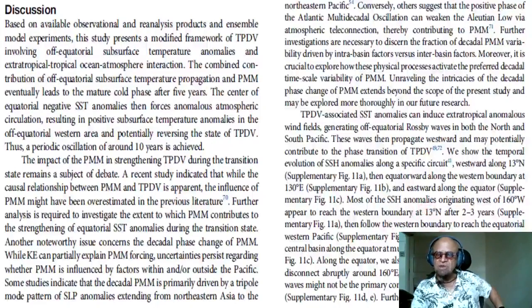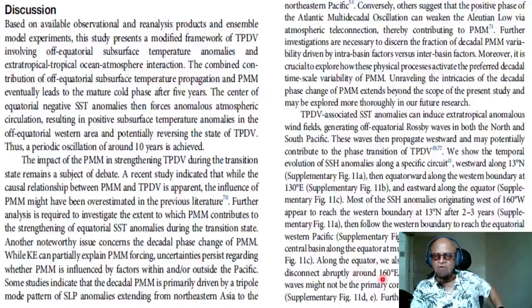Most of the SSH anomalies originating west of 160 degree west appear to reach the western boundary at 13 degree north after 2 to 3 years, then follow the western boundary to reach the equatorial West Pacific and propagate eastward to the central basin along the equator at much reduced amplitude. So there is a damping involved there.